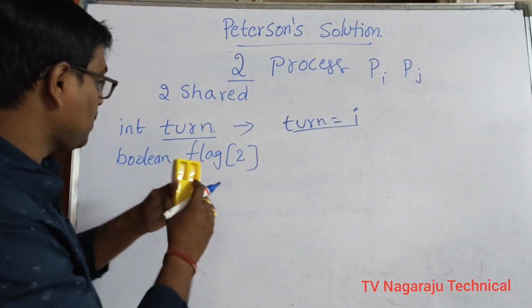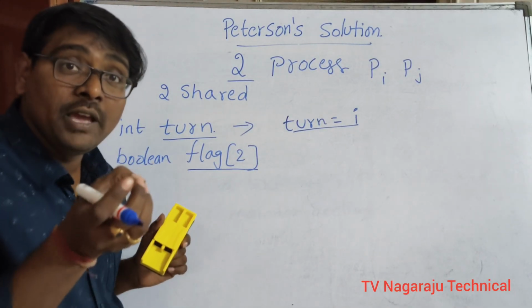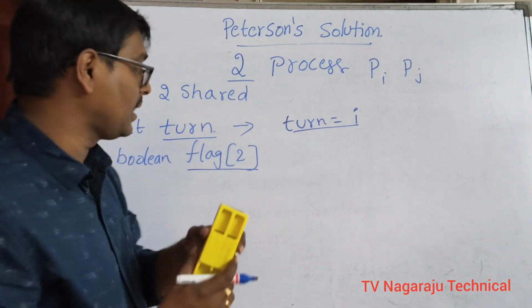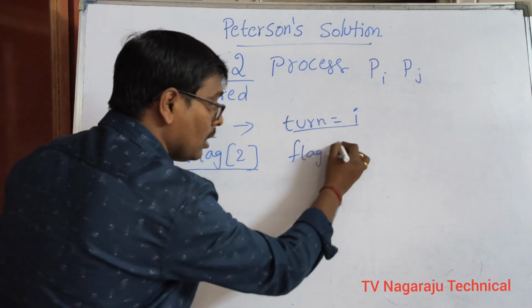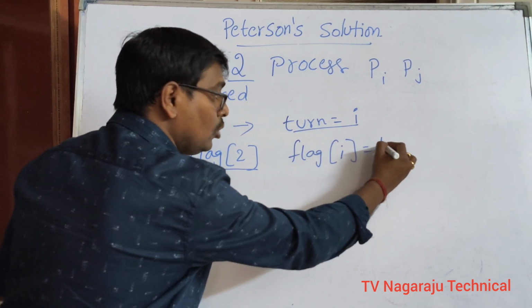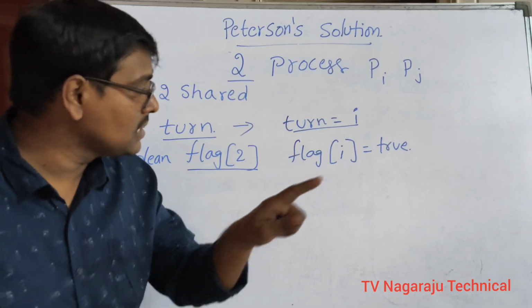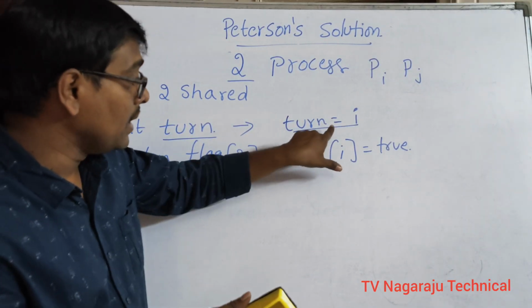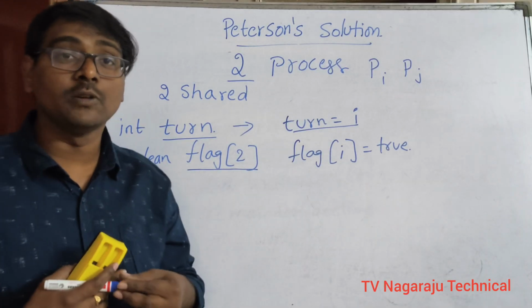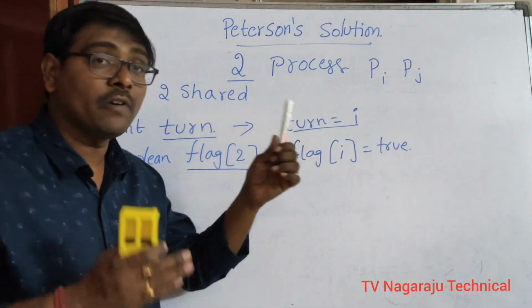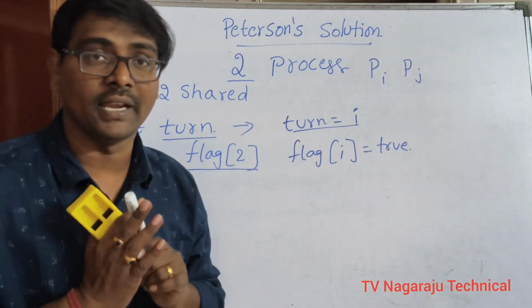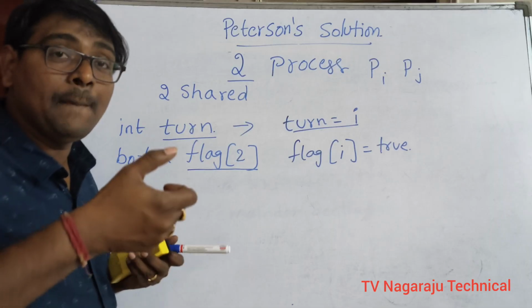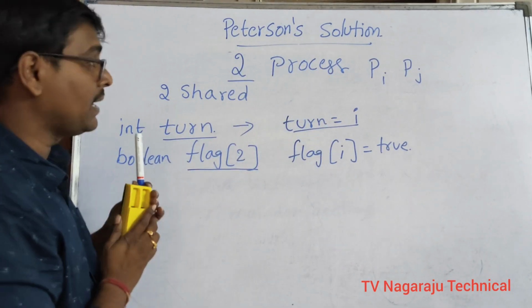Now, the flag variable specifies which process is ready to enter into the critical section. For example, flag of i is equal to true means the process i is ready to enter into the critical section. That means the flag specifies which process is ready, and turn specifies whose turn it is to enter into the critical section.